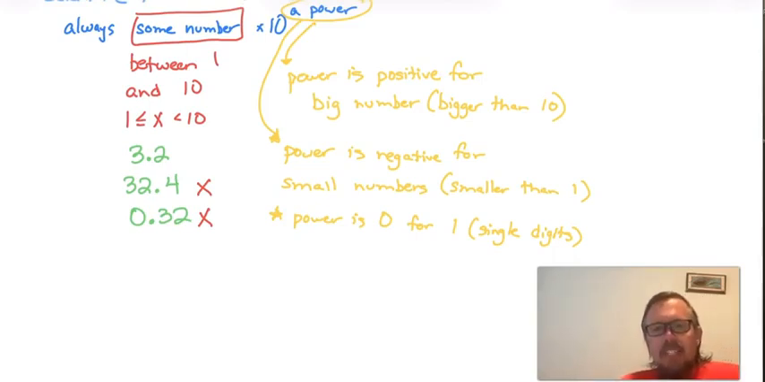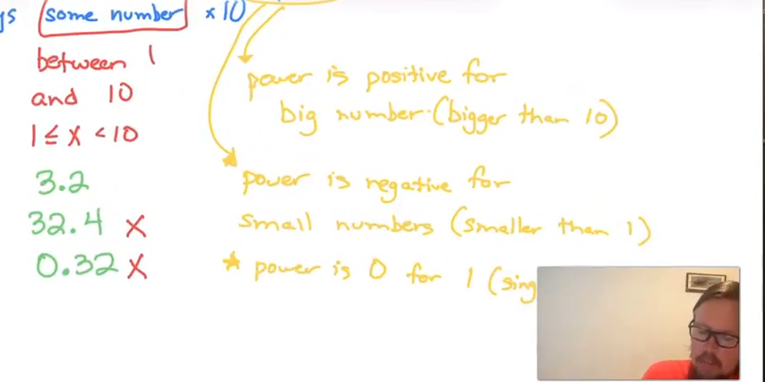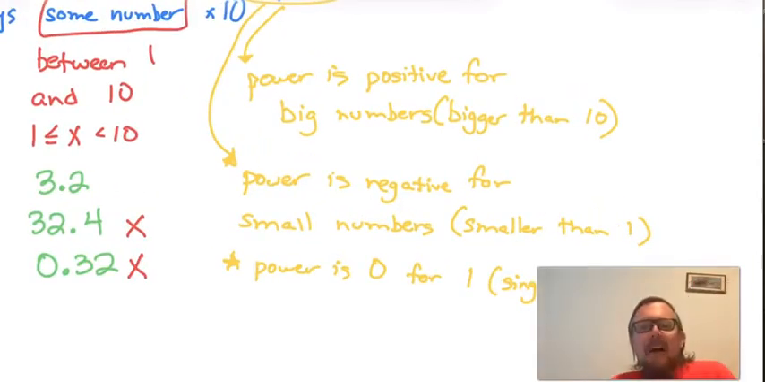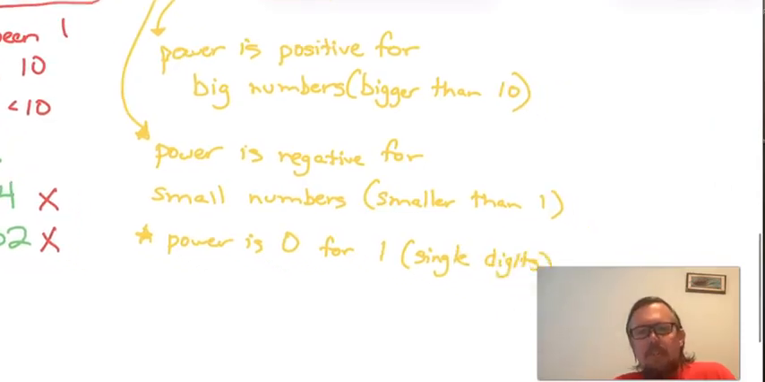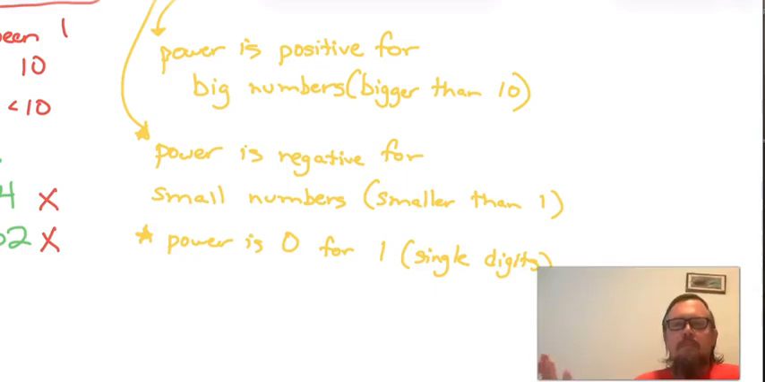Okay, so positive for big numbers, negative for small numbers. Oh, I just realized I'm writing like a caveman. Power is positive for big numbers, negative for small numbers, and 0 if you're going to do it for a single digit, but you really don't use scientific notation for a single digit unless you're just trying to be funny.